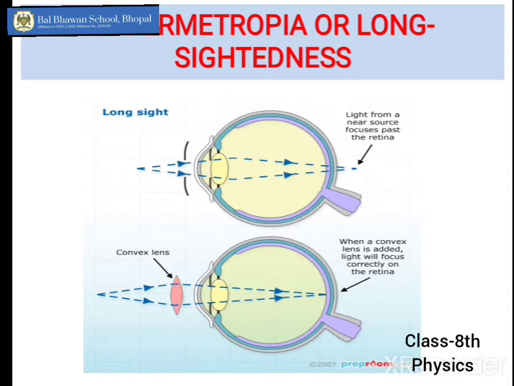So what happens? The ciliary muscles are not able to relax properly, so the focal length cannot be altered as much as it should be altered. So the image which has to form on the retina is again formed behind the retina, somewhere far away from the retina, not on the retina. Now if a convex lens is used, the image can be easily focused on the retina and we are easily able to see the images, right? The far off objects also appear more clearly to us.